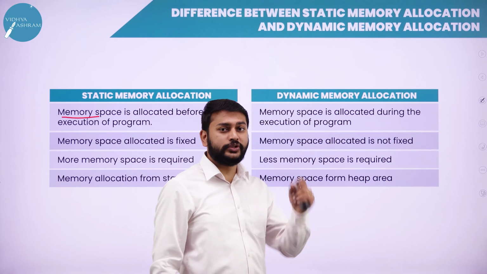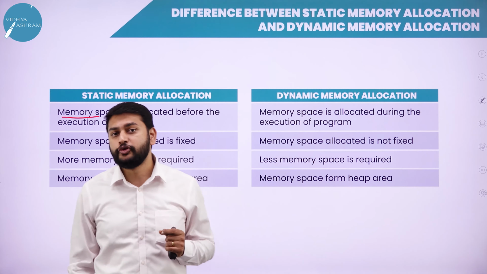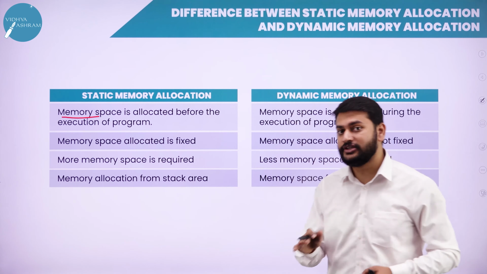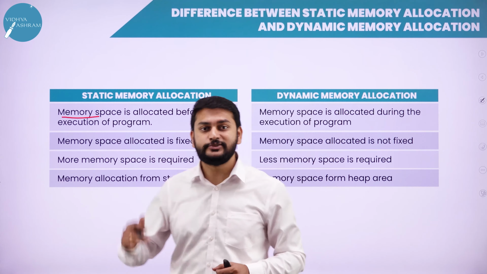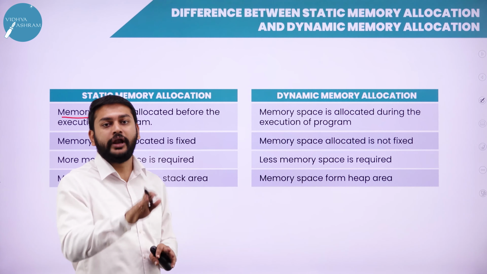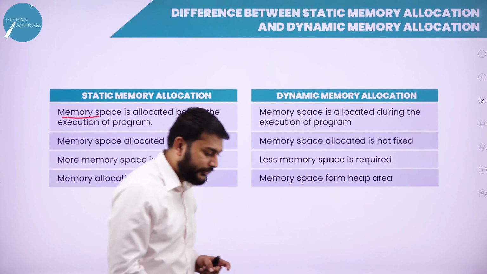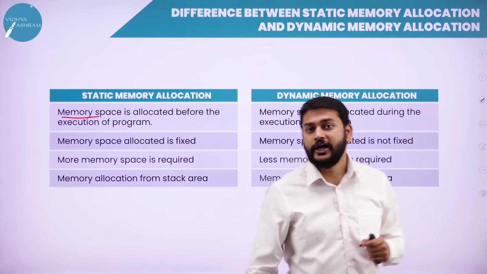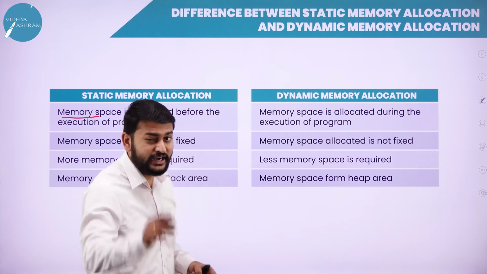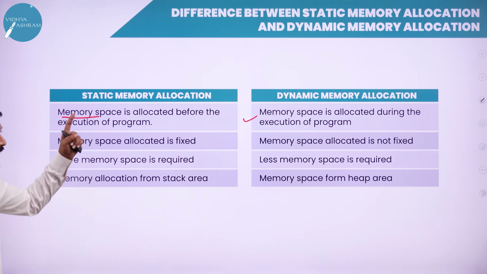Whenever you come across the word dynamic in programming, one thing you have to remember: dynamic means during the execution of a program, and static means before the execution. In static, before you execute the program, you will get the memory, but in dynamic, during the execution of the program you will get the memory. That is the first difference that you have to understand with respect to static and dynamic.